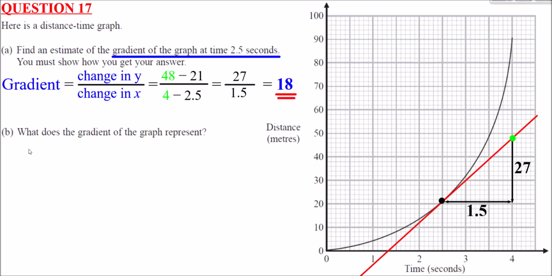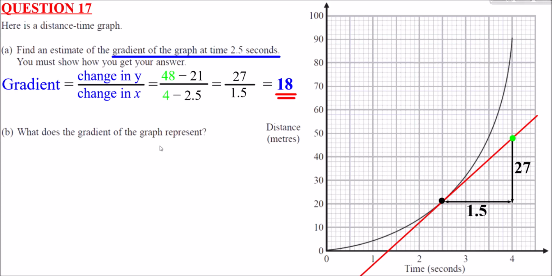Part B asks us what the gradient of the graph represents. We need to know that the gradient of a distance-time graph represents the speed. Alternatively, you could say velocity. The way I would remember this: the gradient is the change in y divided by the change in x, so the units of the gradient will be the y units divided by the x units. Meters divided by seconds, in other words, is meters per second, and that tells us it's a measure of speed.